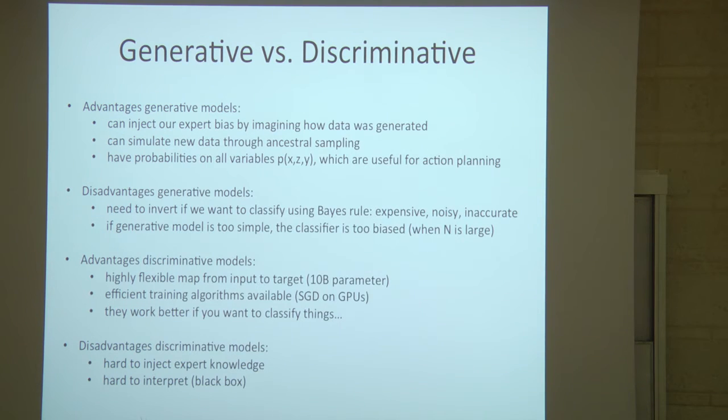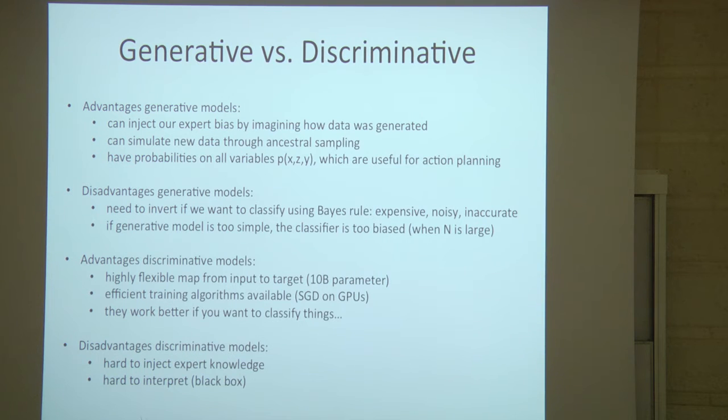The reason is that the world is always more complex than you can imagine. It's not very often that you have exactly the right model. If you have a lot of data, there are details that you will not capture by your generative imagination. And so when N is large, you might impose too much of your expert bias, which means that your classifier is limited.